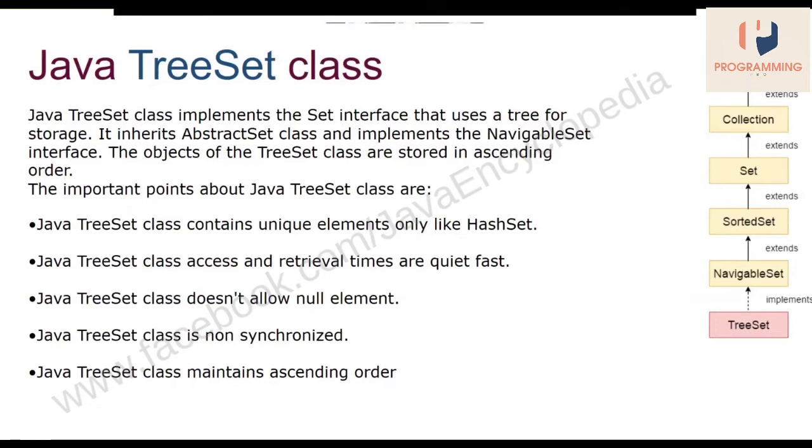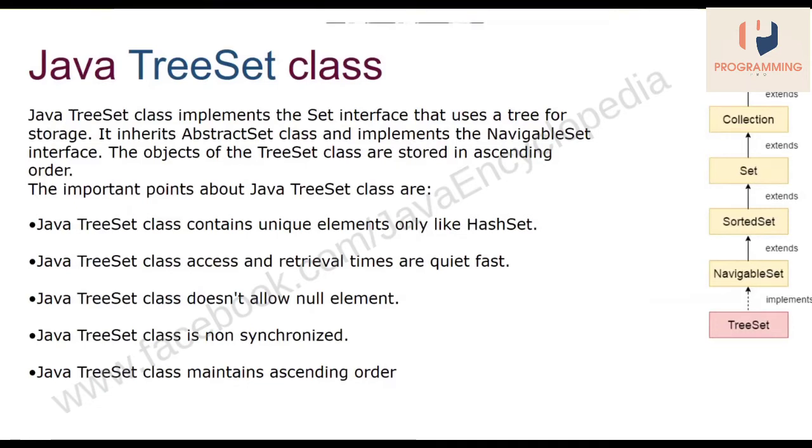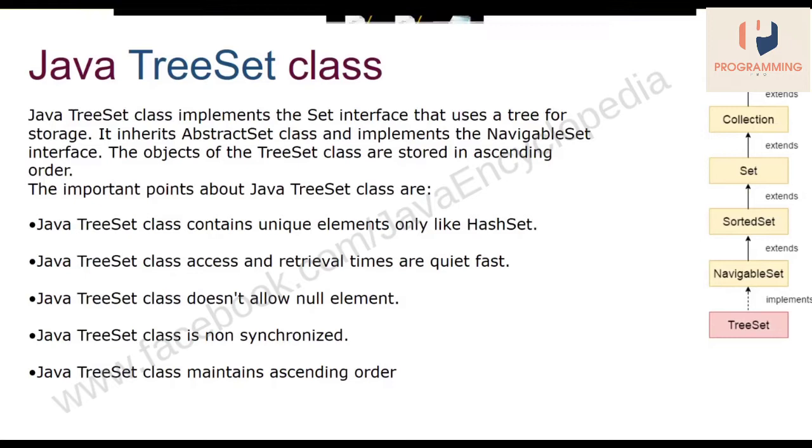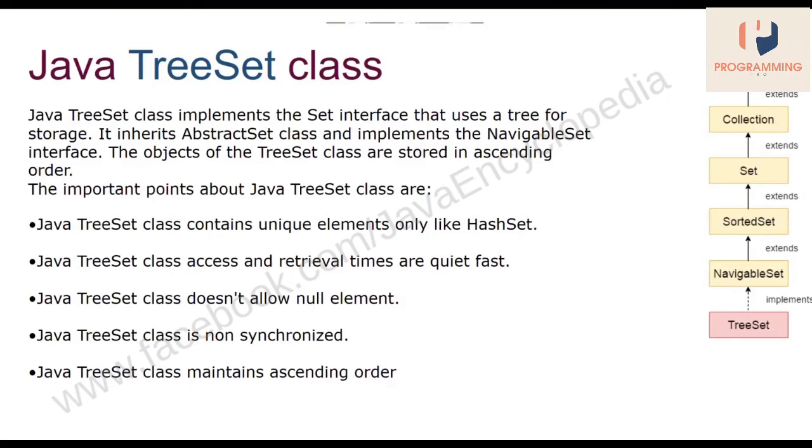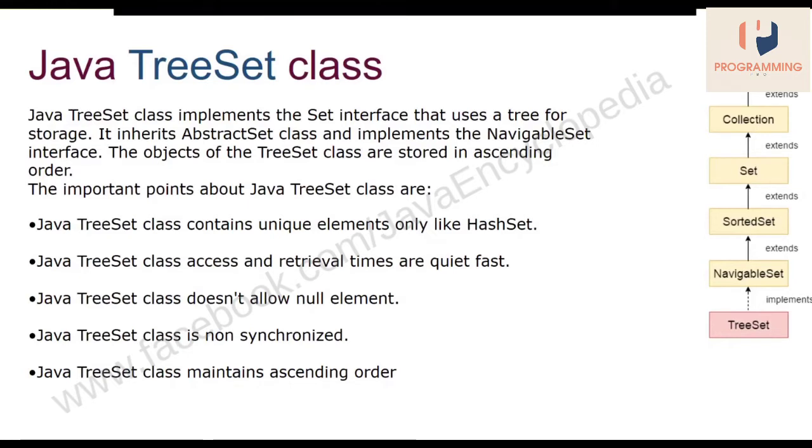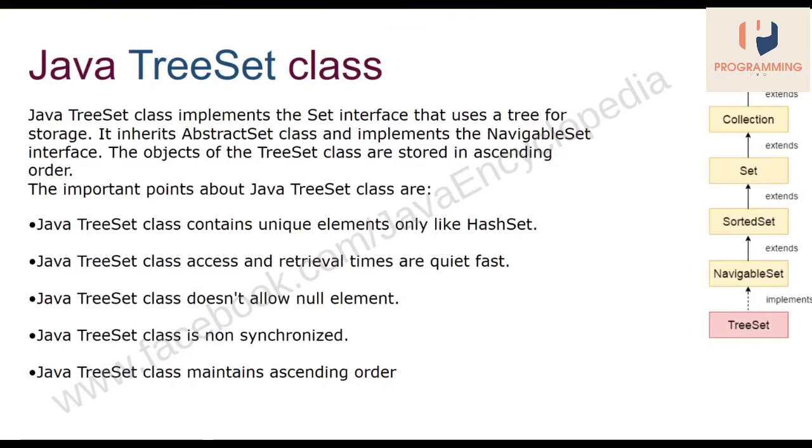Tree set class accesses are quite fast. It doesn't allow null elements, and you want to maintain an ascending order. The last point is the one why we will go for a tree set. I want to put a set in ascending order. I want the data in ascending order. So then I will go to a tree set.